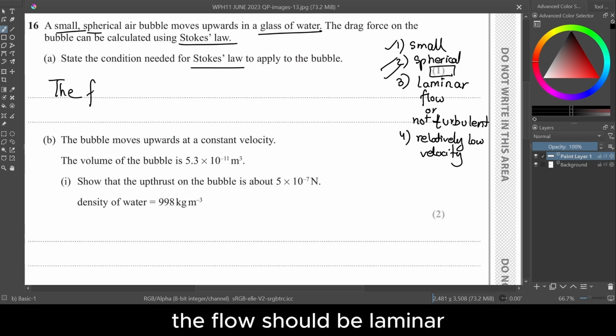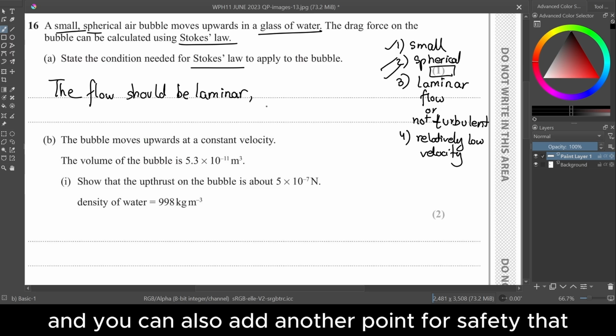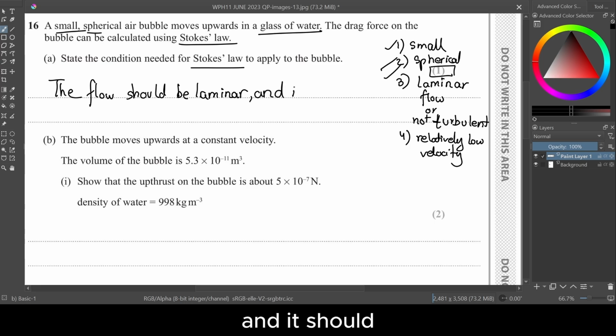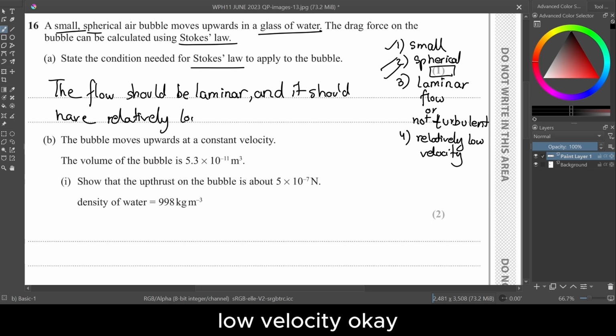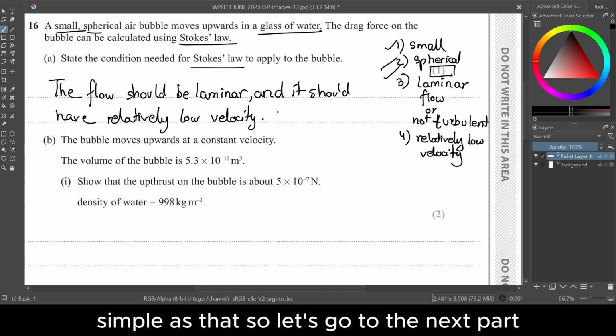So you can just write that the flow should be laminar, and you can also add another point for safety, that it should have relatively low velocity. Simple as that. So let's go to the next part.